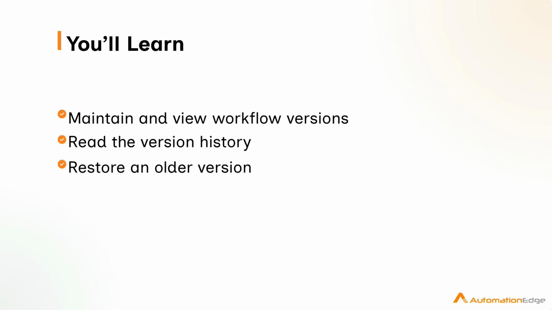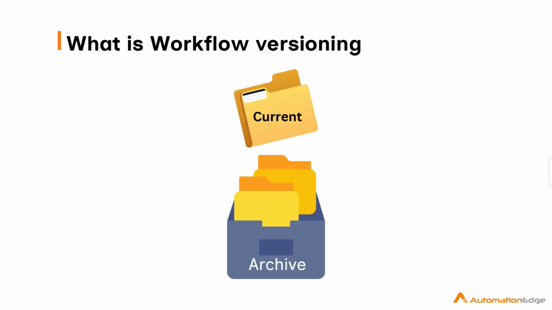Or AEUI for short. Every time you update and publish a workflow, AutomationEdge doesn't just overwrite the old one. Instead, it keeps a record of past versions, so you always have a safety net. At any given time, you have one active or current version of your workflow. That's the one AutomationEdge is actually using. The older ones are called archived versions. They're not in use, but they're safely stored and accessible whenever you need them.